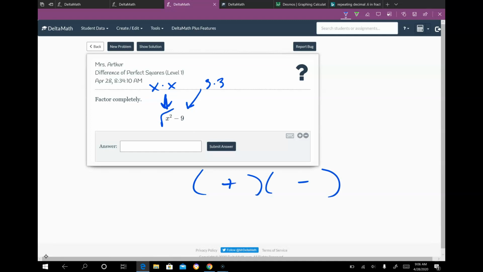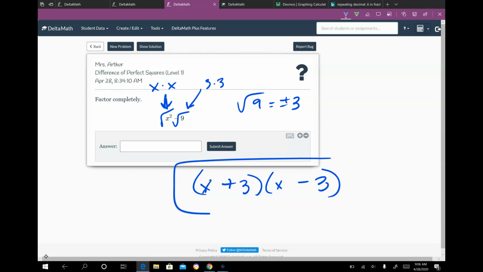What is the square root of x squared? X. Now, the square root of 9, I told you when you take the square root of a number, it's the plus and minus, right? So the square root of 9 equals plus or minus 3. And that's your answer. Okay, you just got to take the square roots of stuff. All right, let's do it again.